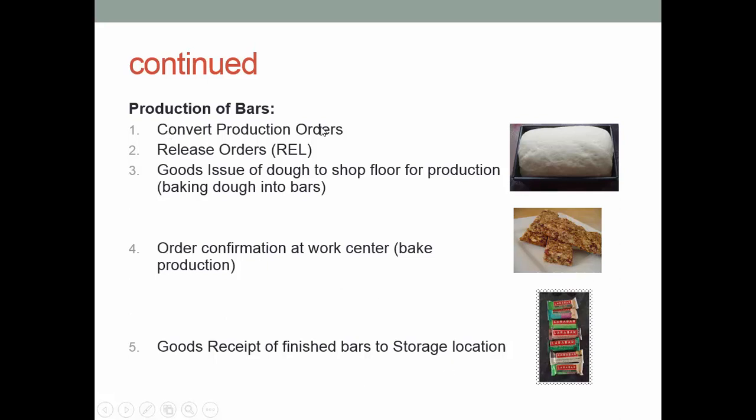So we're going to convert our production orders and do a release of those orders. We're going to issue that dough that we made that's in the storage location back down to the shop floor for production, where we're going to bake those bars. So you're going to bake them into actual bars. The order confirmation at the work center is the actual bake process that gets done. And finally, the goods receipt of the finished bars to the storage location. Now these are wrapped and finished bars.